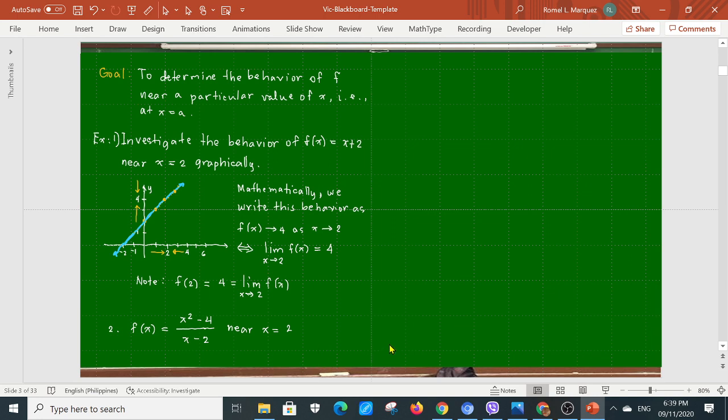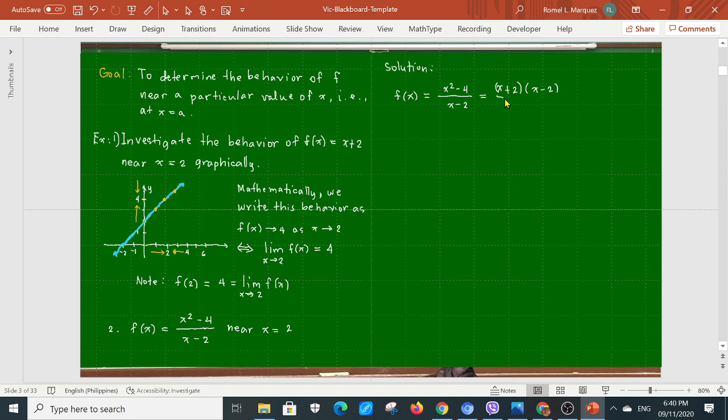So again, let's draw the graph. Solution. Now, f of x can be simplified. I can simplify the function, no? Because you notice that the numerator is factorable into what? We can factor this into x plus 2 and x minus 2.